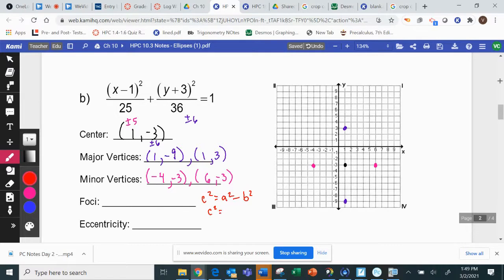So to find C squared, I'm just going to subtract 36 and 25 and then square root. And that gets added to the center in the same direction that the major vertices were added. So that's going to go up and down. So I'll be adding or subtracting square root 11 to that -3. So I have 1, -3 minus square root 11, and 1, -3 plus square root 11 for my 2 ordered pairs.